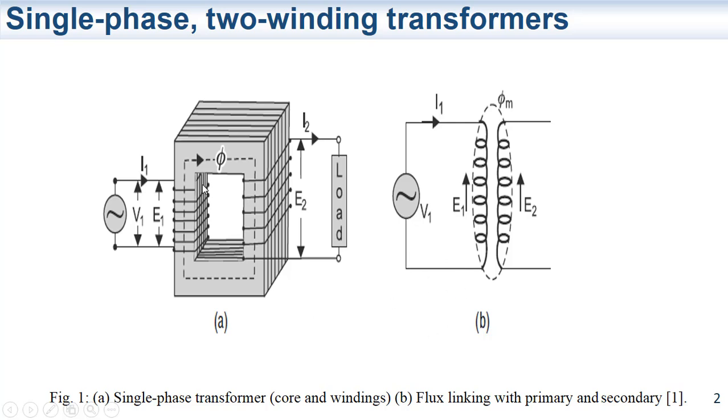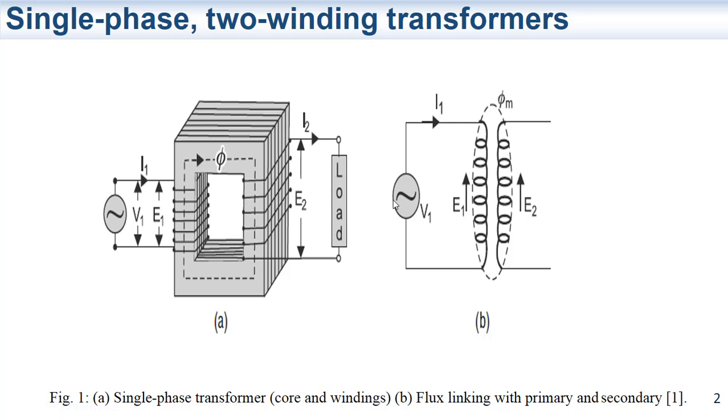Single-phase transformers consist of two windings placed over a laminated silicon steel core. Those two windings are called primary and secondary windings. When the winding has a smaller number of turns, it's called the low voltage winding. Therefore, the secondary winding, which has more turns, is called the high voltage winding.